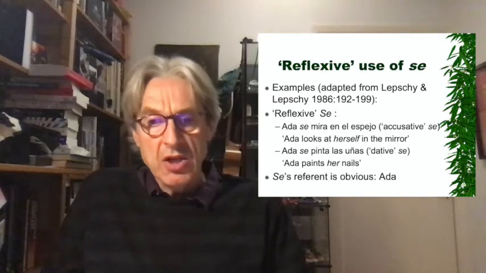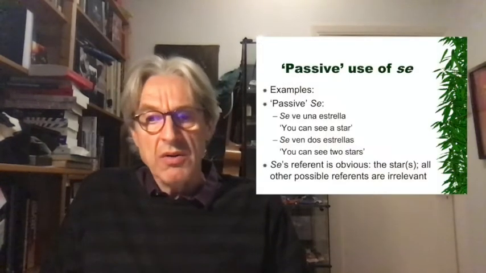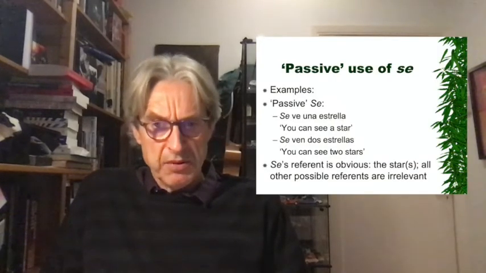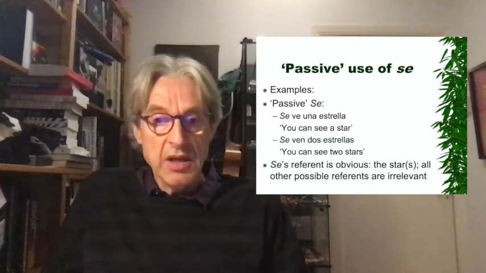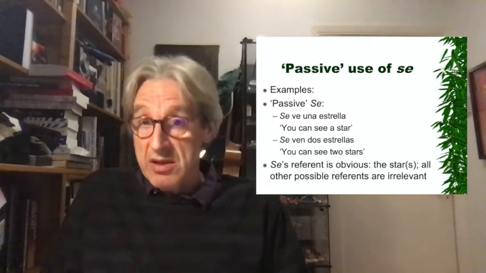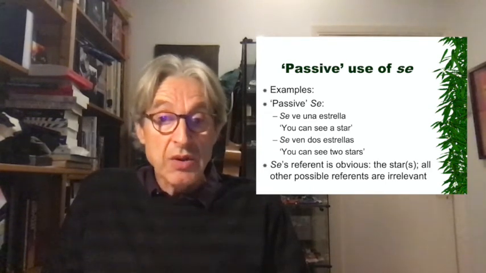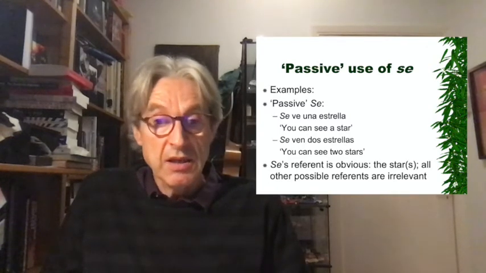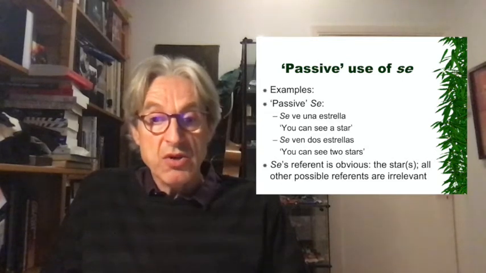Now let's go on to another use. This is the use that is traditionally called the passive use of se. I will give you two examples. Se ve una estrella, and this translation in English does not really reflect the structure of Spanish. You can see a star would be an adequate translation. Or the sentence, se ven dos estrellas, you can see two stars.